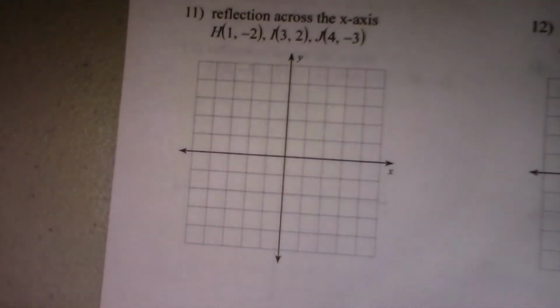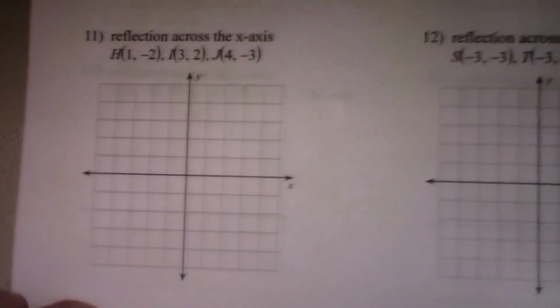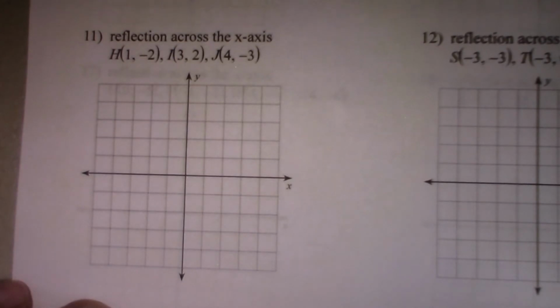Let's see, we get down to like number 11 on the second page. Now, a little more challenging. You've got to do a little work here. Reflection across the x-axis. So point H is at 1, -2.